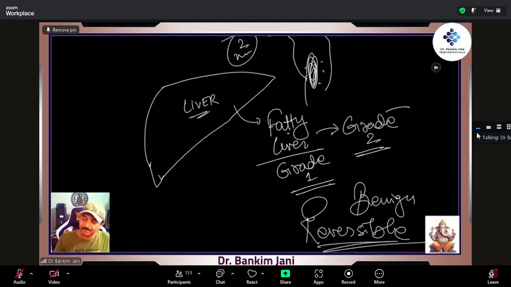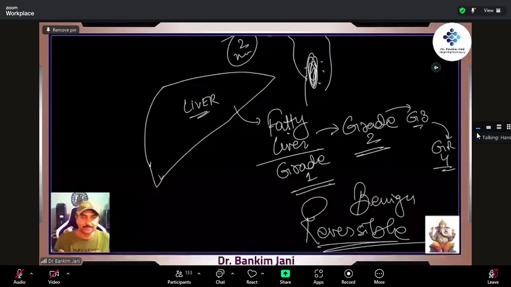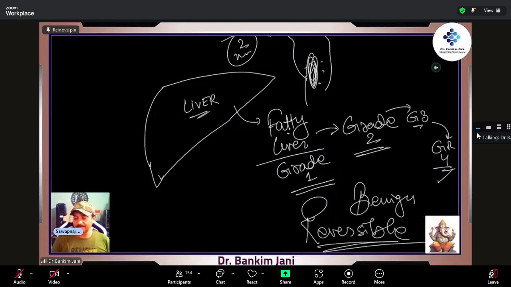But then grade 3 and then grade 4. Basically, fatty liver is not cancer, but it is considered precancerous. It can convert to cancer.